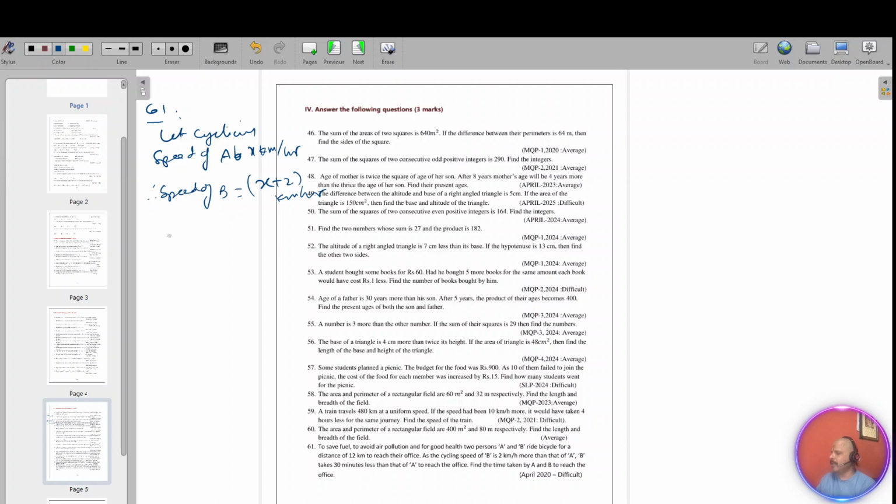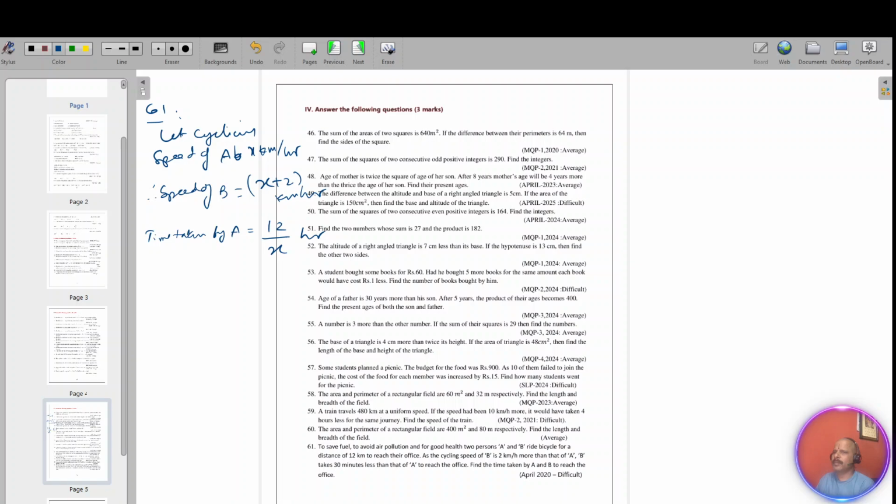Then time is how much? The same way we solved the time taken by the train. Time taken by A is distance by speed. Distance is 12 by speed x hour. Similarly, time by B is 12 by x plus 2 hour.